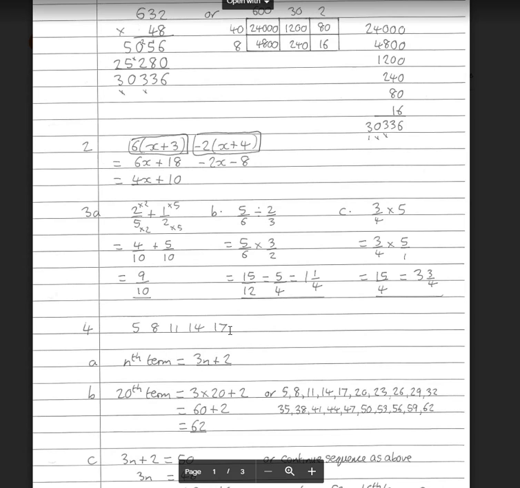Question 4, we've got a sequence here. Now it's going up in threes. What we don't want to do is write n plus 3. What we're looking for is a way of working out what these numbers are when we know their position. So the first number is 5, the second number is 8, the third number is 11, the fourth number is 14. So can I find a way of working out what these are from the number above? So 1 makes 5, 2 makes 8, 3 makes 11. I'm looking for a rule that makes 1 into 5, 2 into 8, 3 into 11.